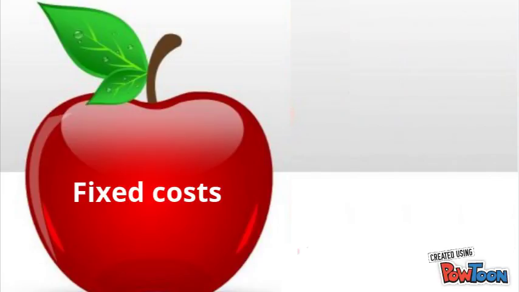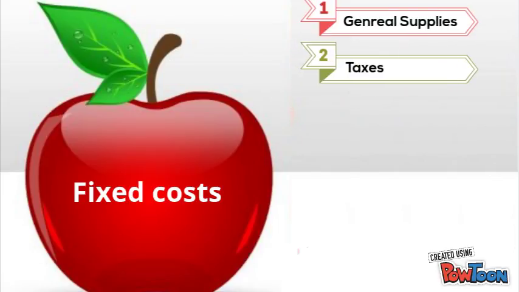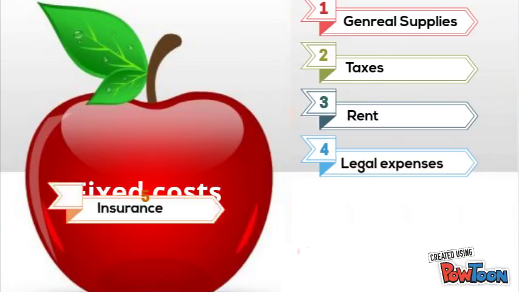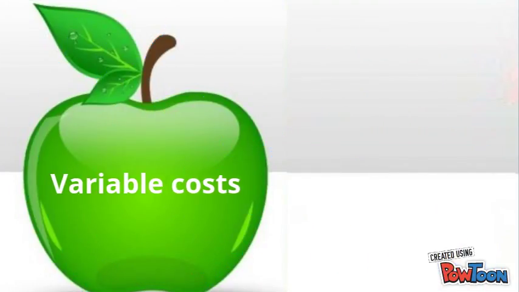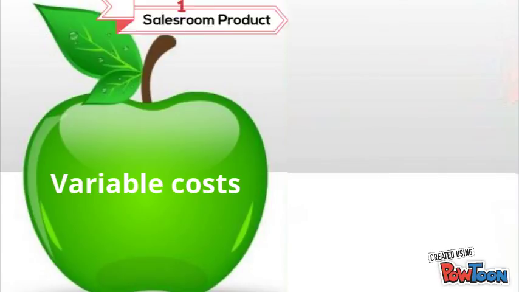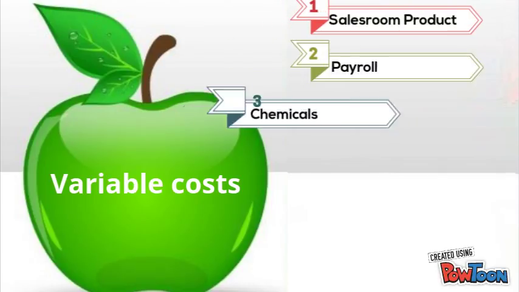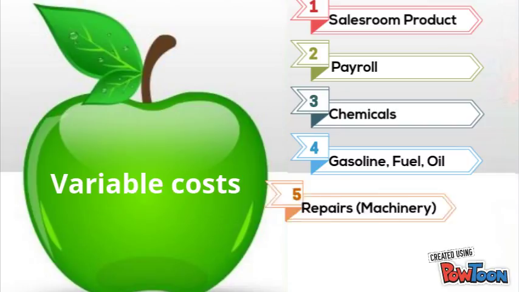On an orchard, examples of fixed costs are general supplies, taxes, rent, legal expenses, and insurance. A variable cost is an expense that varies with production output. Variable costs are those costs that vary depending on the company's production volume. They rise as production increases and fall as production decreases. Examples of variable costs on an orchard could be the sales room product, the payroll, the chemicals, the gasoline, fuel, and oil, or repairs of the machinery.